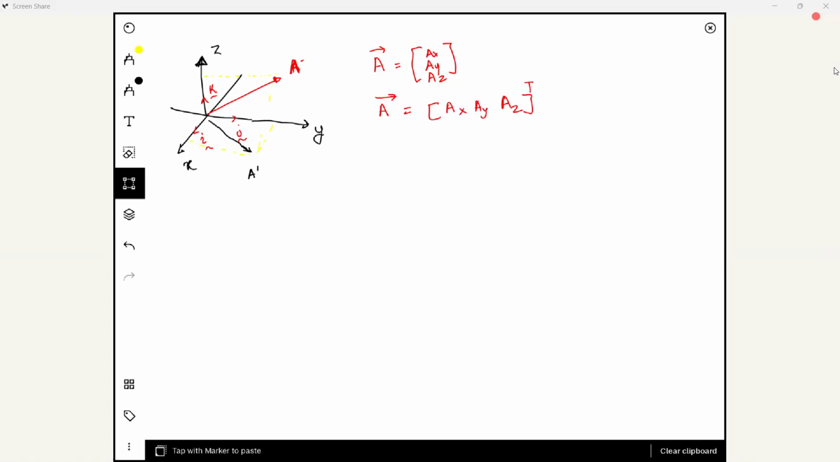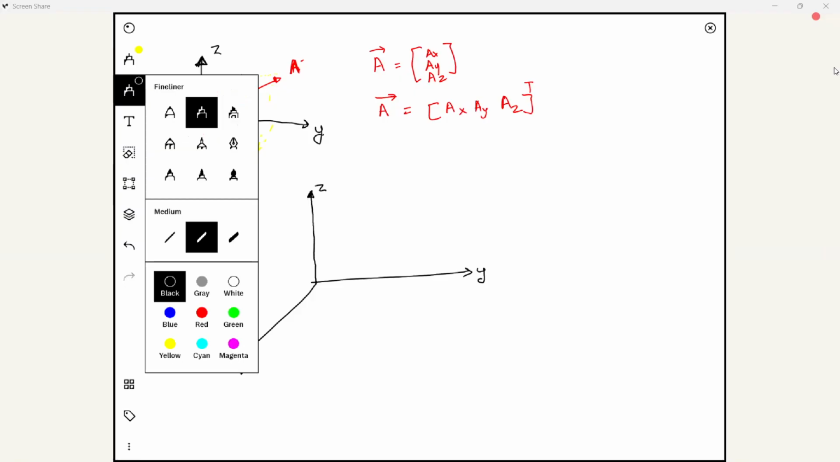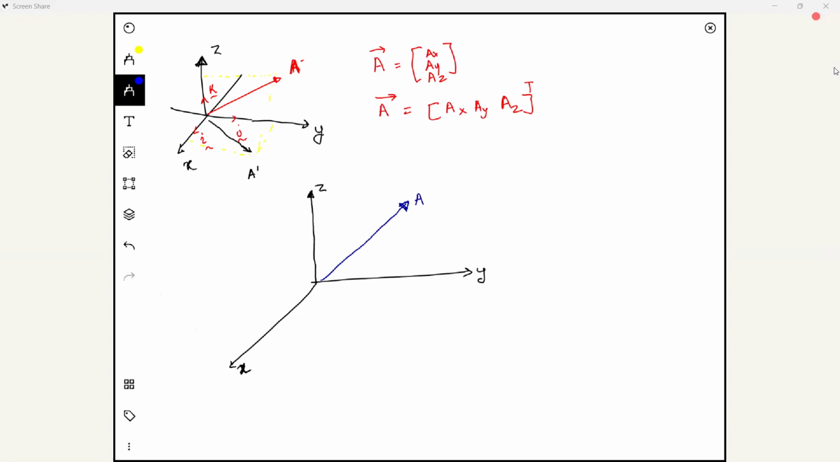Alright, let's try to understand 3D vectors. So let's take an arbitrary 3D vector. This will be the z-axis, this will be the y-axis, and this will be our x-axis, right? After that, what we need is an arbitrary vector, so let's denote that vector as A. Now this A can be written as this.